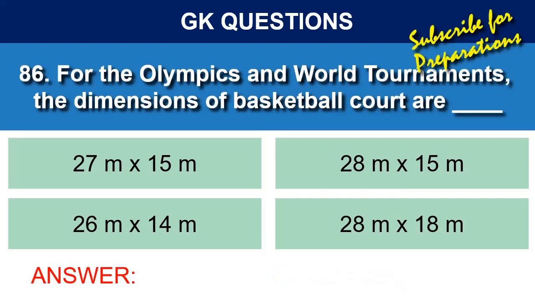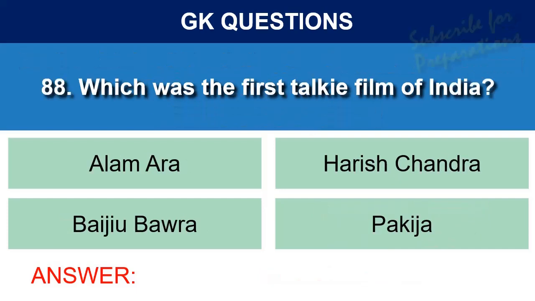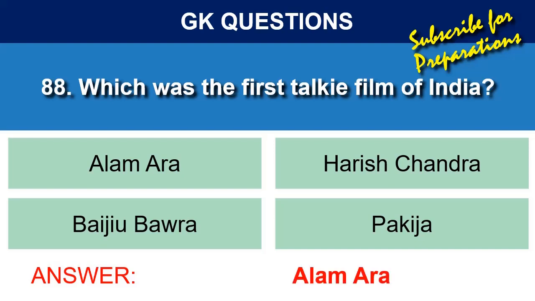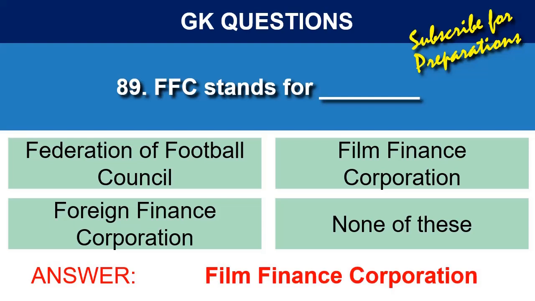For the Olympics and World Tournaments, the dimensions of a basketball court are 28 meters by 15 meters. In which of the following hymns of Rig Veda do we find the earliest mention of Chaturvarna system? Purusha Sukta. Which was the first talkie film of India? Alam Ara. FFC stands for Film Finance Corporation.